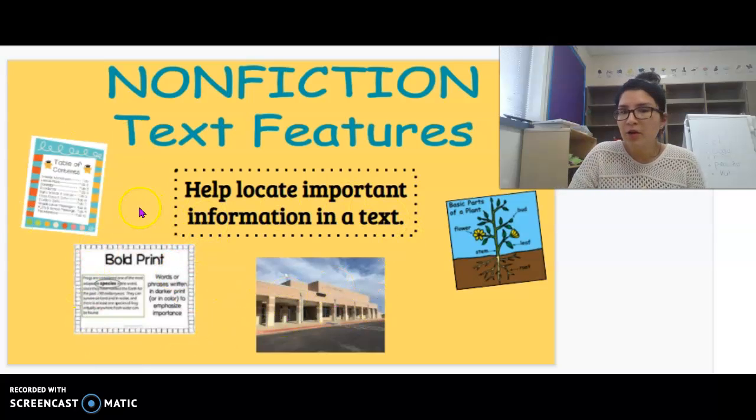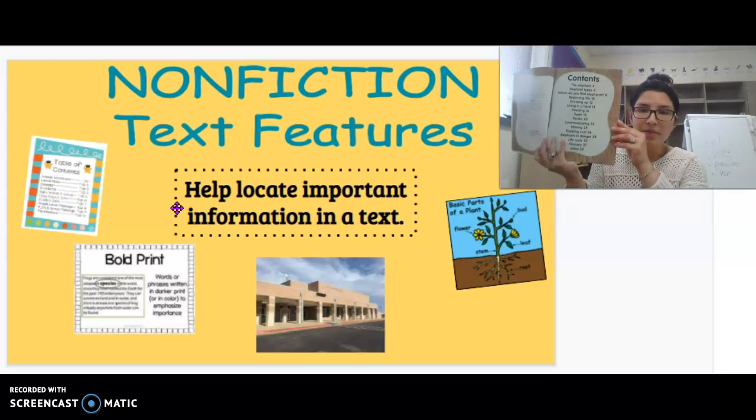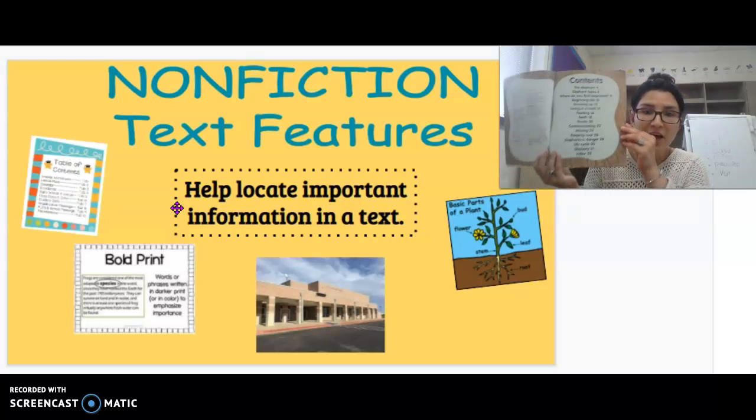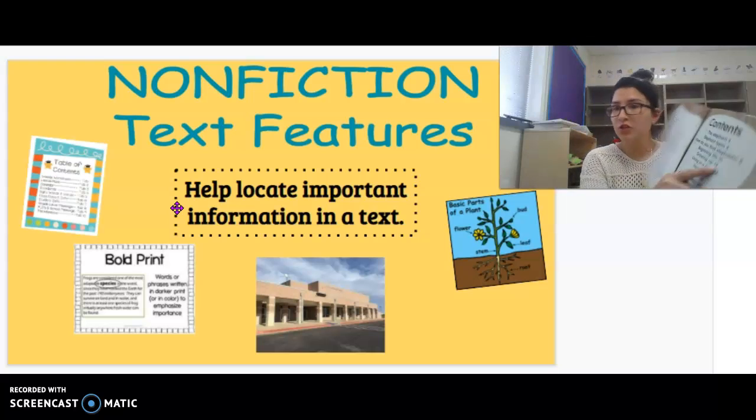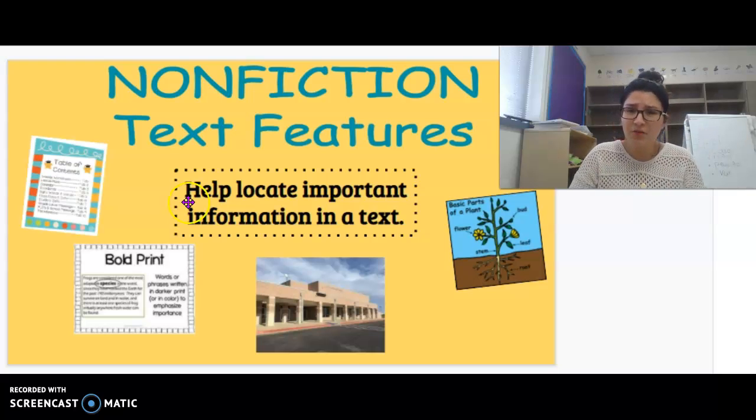So say we are reading about elephants. Well, if I wanted to know a little bit more about elephants and how they grow up, I can go to the table of contents and it can help me locate that information. So it's going to be on page 12. So that's what a table of contents can do.